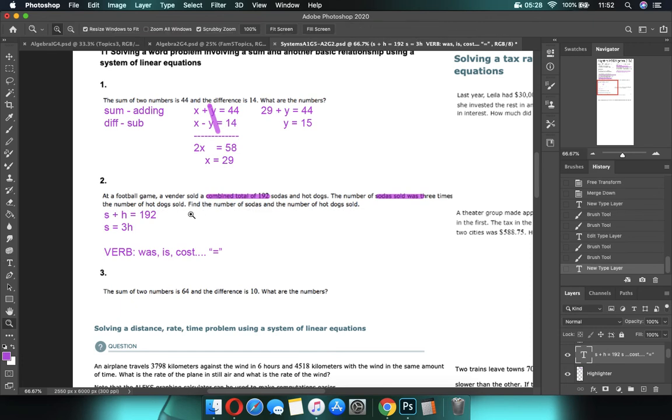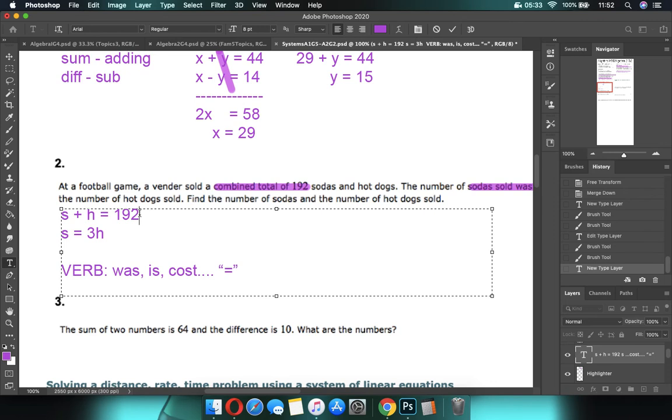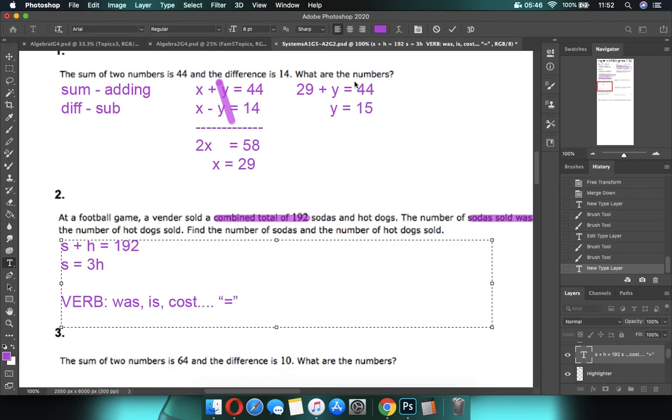Let me zoom in a little bit so I can see the work better now that I have my key numbers. What this means then is that this topic, sum and other basic relationships, has both flavors of solving. So even though you may have a preference for one or the other, you do have to have some measure of comfort for both.